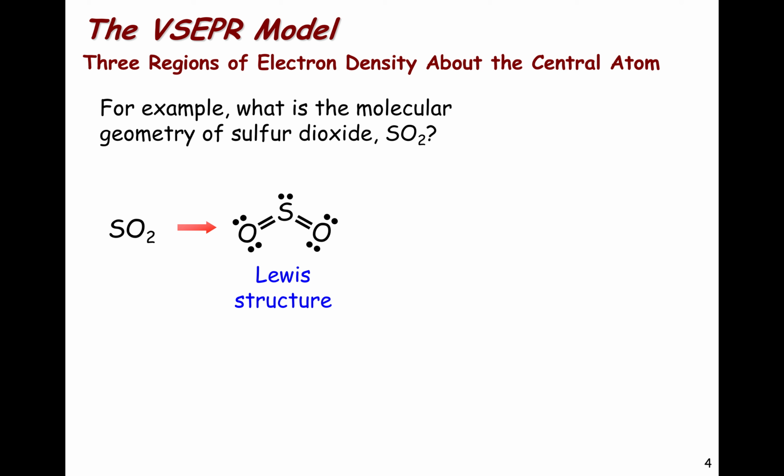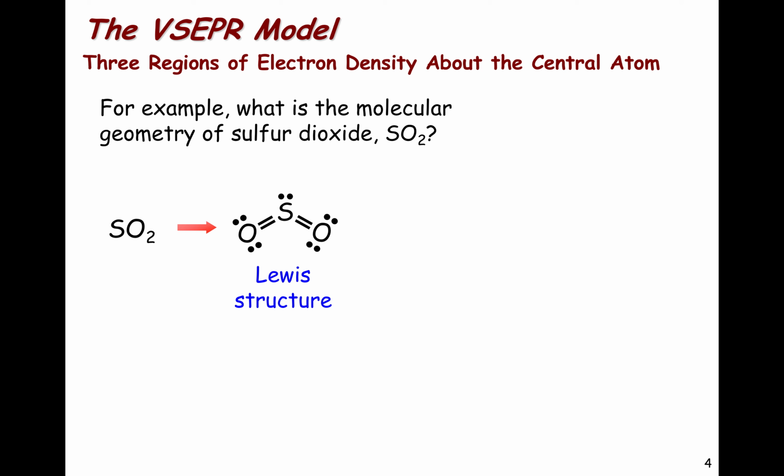However, the other structure that would be possible would be a double bond to one of the oxygens and a single bond to the other, and this would require resonance structures. So this structure that you see here produces the lowest formal charges for all the atoms involved, and so represents probably the best Lewis dot structure.